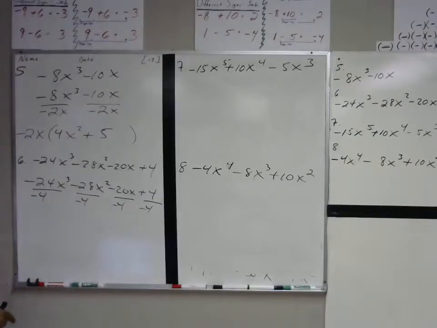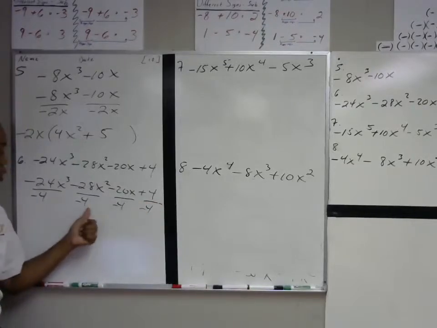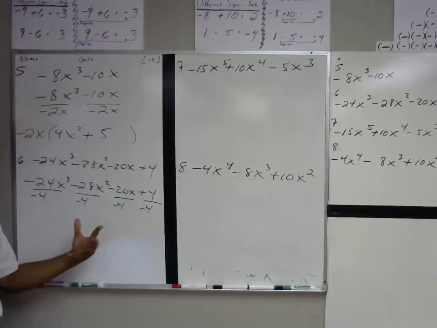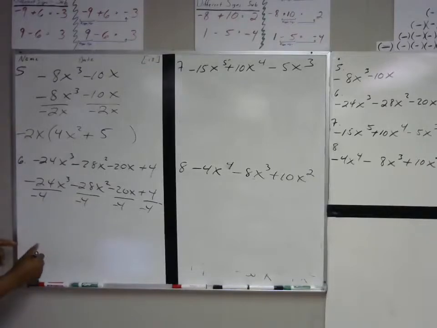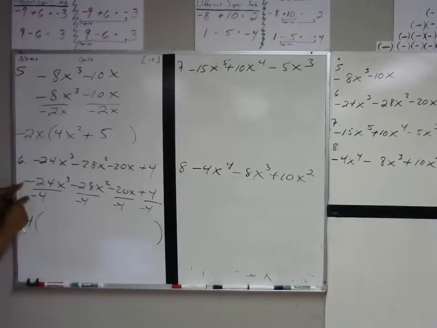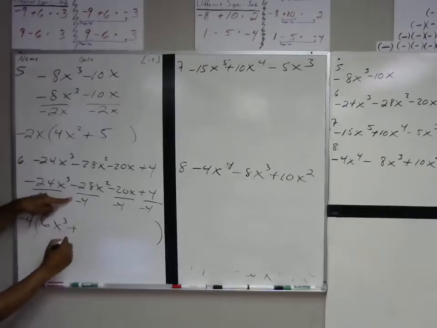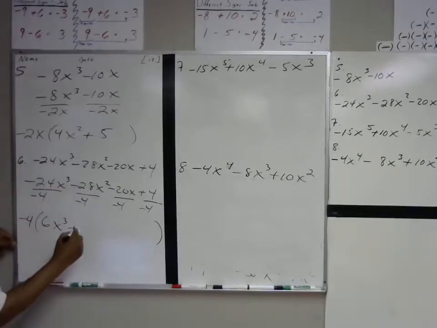Now, the greatest common factor for the x's, the last term does not have any x's, so there's no need to include an x for the greatest common factor. So let's go ahead and simplify this. So -4 here. Negative divided by negative is positive. 24 divided by 4 is 6. And x to the third power. Here, negative divided by negative is positive. And 28 divided by 4 is going to be 7.